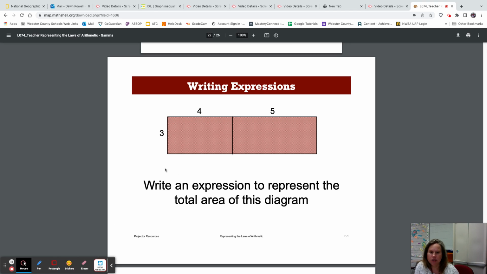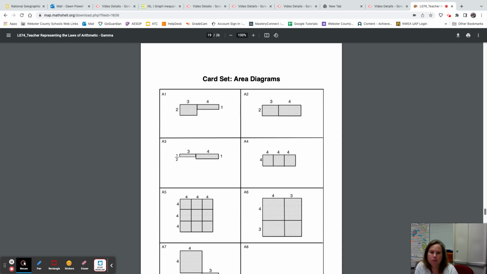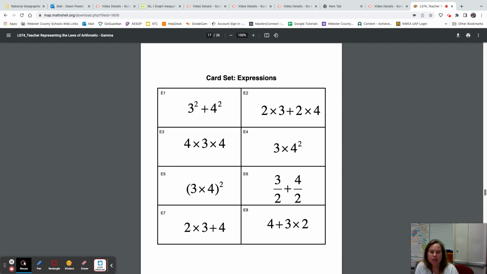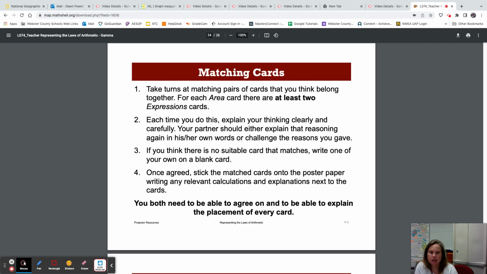So what I'm asking you to do on this is you've got different pages here at which they're giving you pictures of area diagrams and expressions. So you're going to be cutting these cards out, putting them on the poster, and deciding which cards go with the areas. So on the directions, when you read it, it's telling you that every area card goes with at least 2 expression cards. So there might be 2, there could be 3.